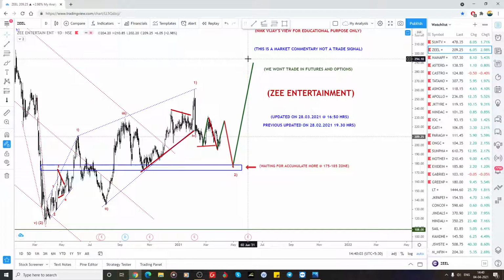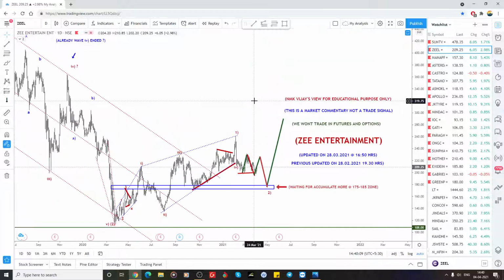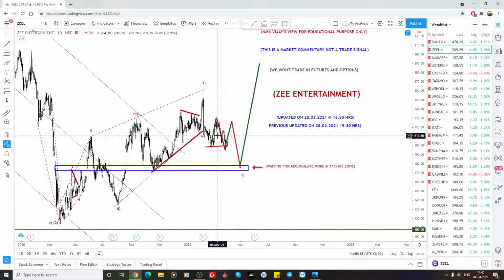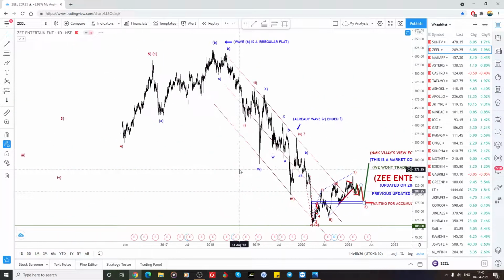If it goes above the high also, then we have to look at what kind of structure is going to happen. Only then do we need to add. That is the only thing. And here also it's looking like 1 2 3 4 5, as in Sun TV, the same pattern here in Zee Entertainment. So now we are in that second wave; if it is coming to 370 for Sun TV, here also we can expect around 175 to 185.